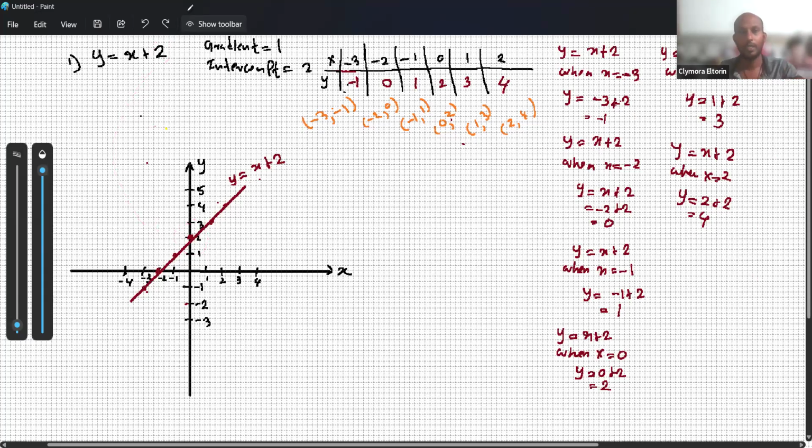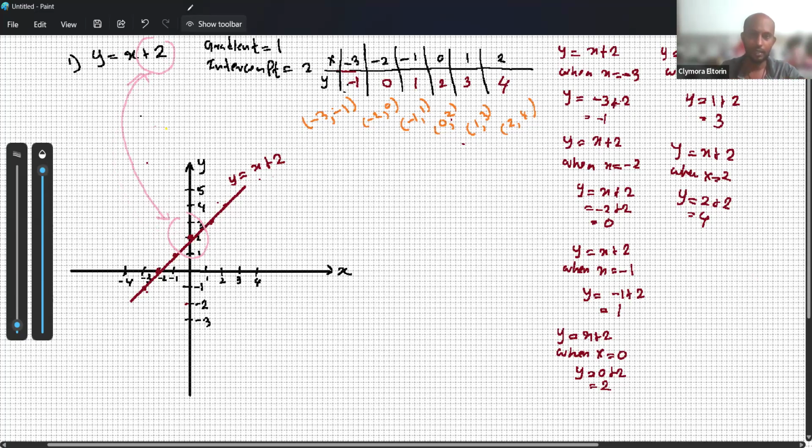Now in this lesson, earlier we discussed the gradient. Not gradient, intercept. Now, what's the intercept? The intercept is the point where the graph intercepts the y-axis. Intercept means the point where the graph cuts the y-axis.